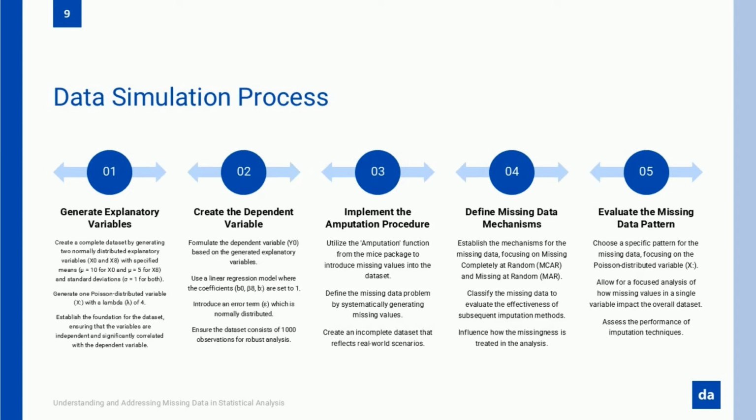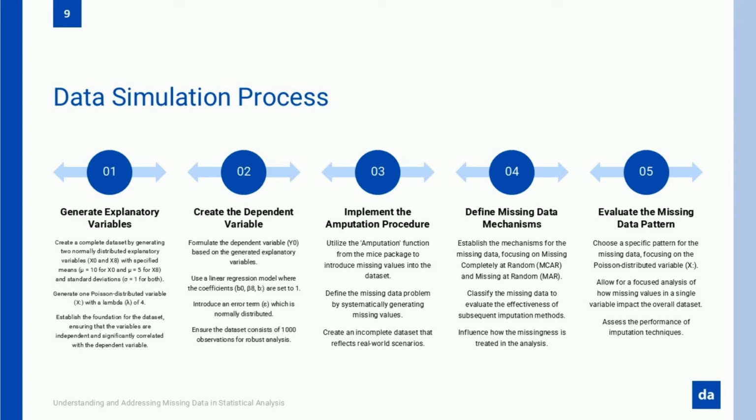When addressing missing data, a well-structured simulation process is essential to evaluate the effectiveness of imputation methods. Think of this as creating a controlled experiment. Every step is designed to replicate real-world scenarios where data might go missing. Here's how the data simulation process unfolds, step by step. Step 1: Generate explanatory variables. The first step is creating a complete dataset that represents a real-world distribution.